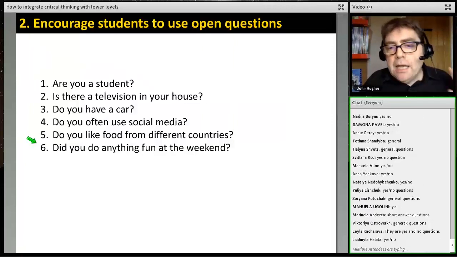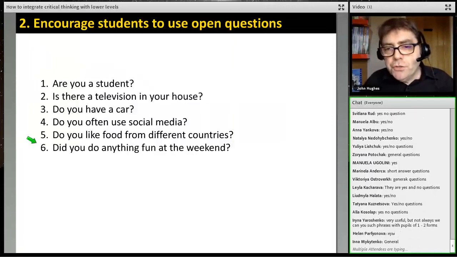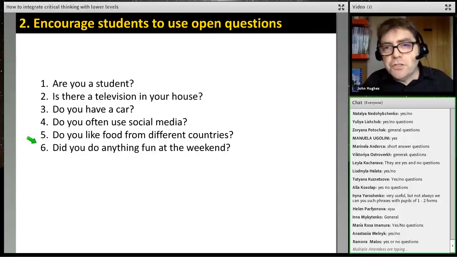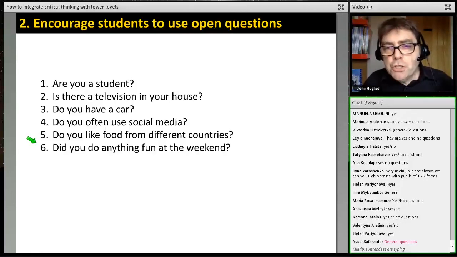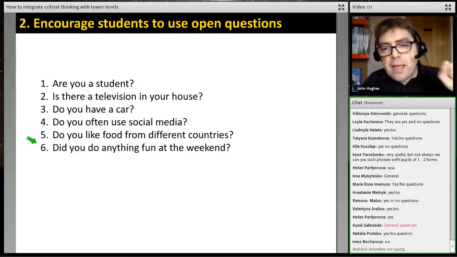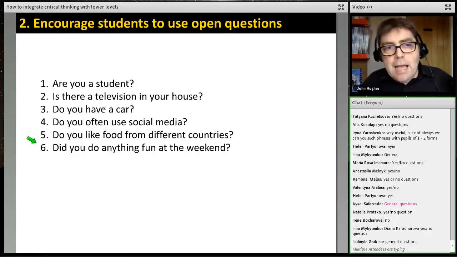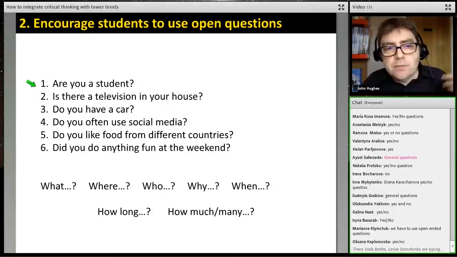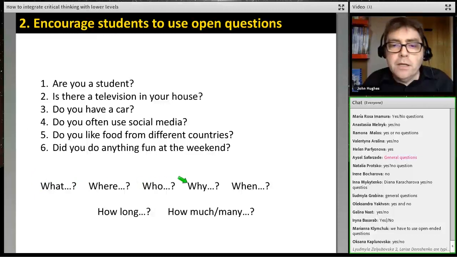So a little exercise you can do with your students, and this makes a good warmer to any lesson, is to write 6 yes/no questions on the board. You could choose questions that you've been teaching in the last 3 or 4 weeks, yeah? So it could be a revision task. You put the students into pairs, and then you add these open questions at the bottom: what, where, who, why, and so on.